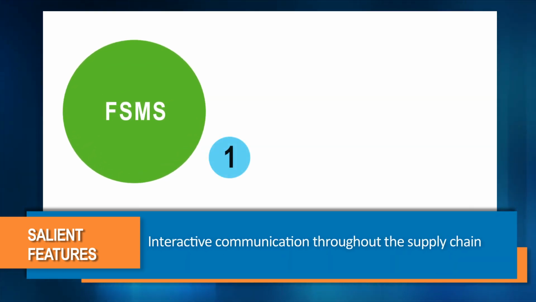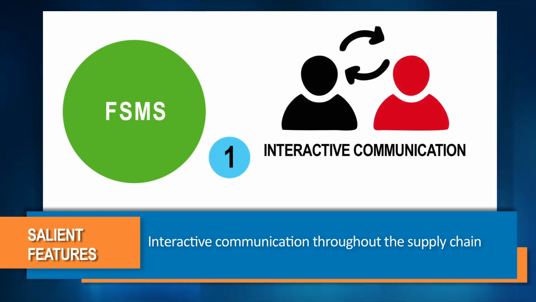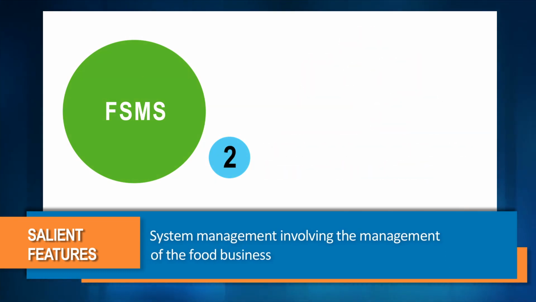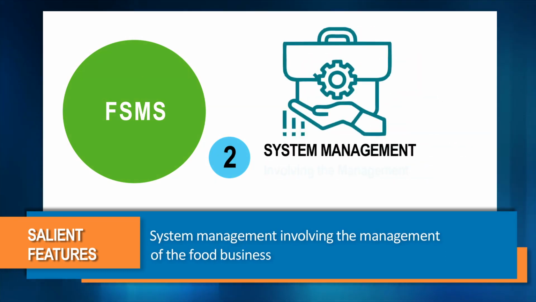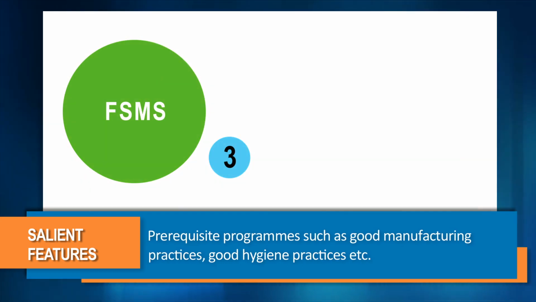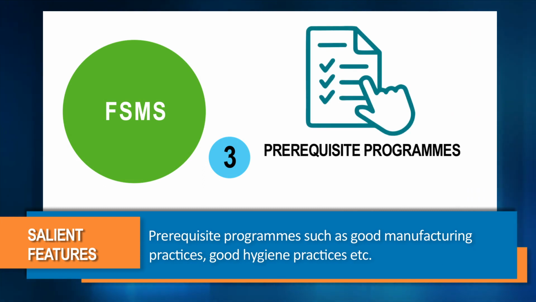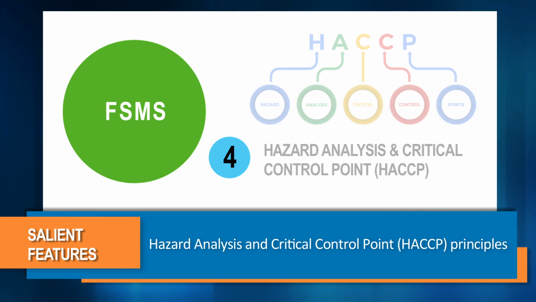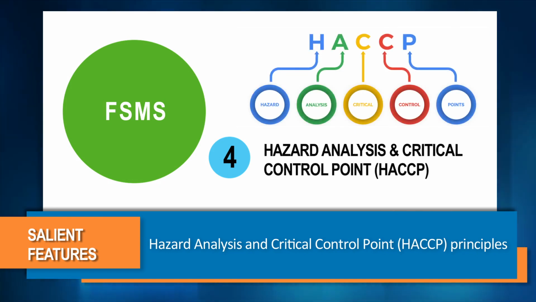FSMS consists of interactive communication throughout the supply chain, system management involving the management of the food business, prerequisite programs such as good manufacturing practices, good hygiene practices, etc., hazard analysis and critical control point, that is HACCP principles.